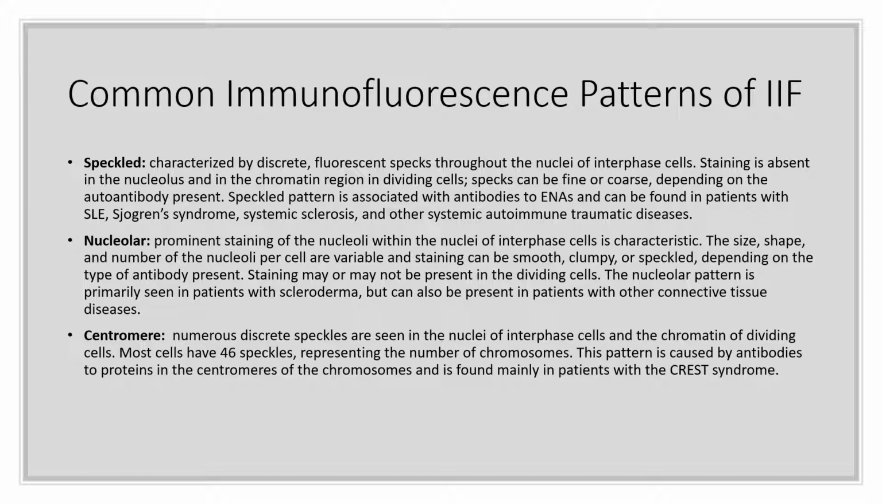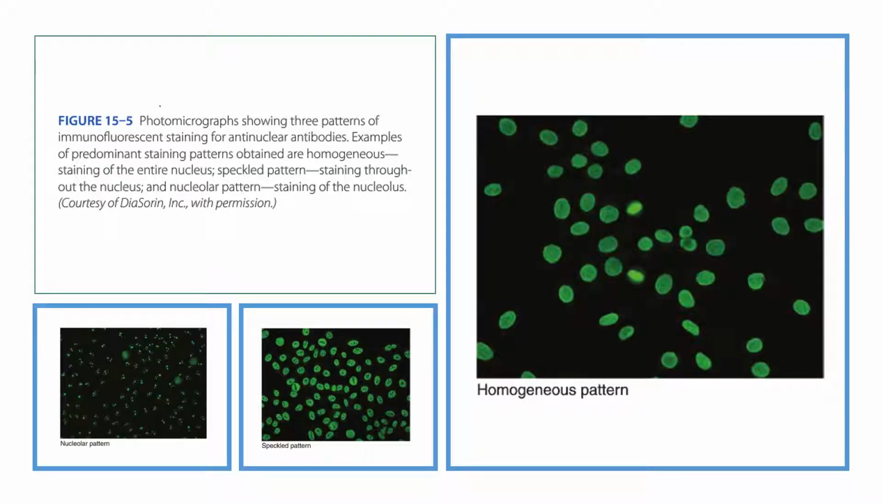Speckled, nuclear, centromere. And here you go. Here's some examples of it. You can see here in the first one that we have a homogeneous pattern, the largest picture here, and the entire cell is glowing green.